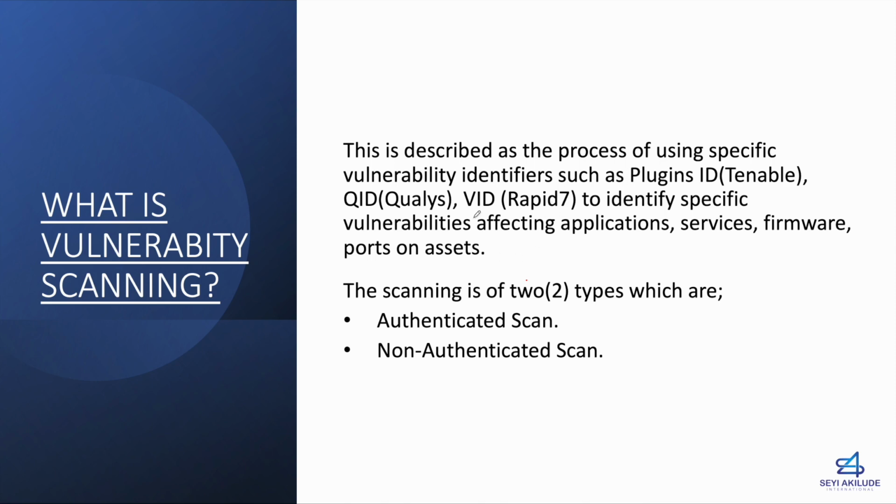So the critical thing here is the identifiers. Each different vulnerability assessment tool uses different identifiers to identify specific vulnerabilities. For Tenable, for example, they use plugin IDs. For Qualys, they use Qualys identifiers. For Rapid7, they use vulnerability IDs. So each of these IDs identifies specific vulnerabilities. For example, Tenable uses plugin ID 51192, which is to identify SSL vulnerabilities.